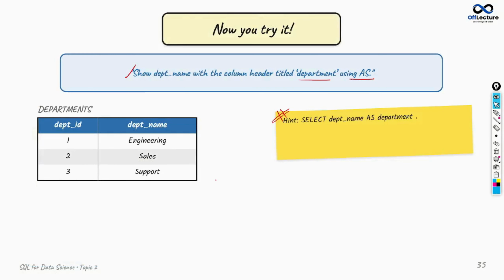Okay. The solution is pretty simple. We have to write select department underscore name as department, and then just the name of the table, from departments table. Okay. And we will get our output.